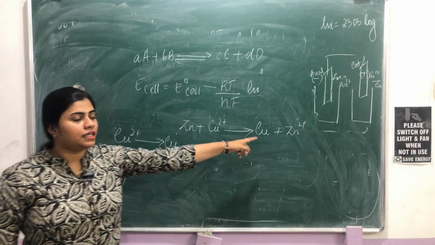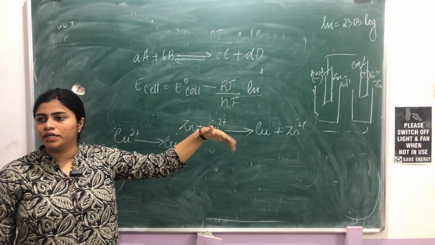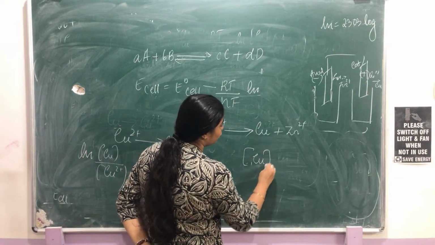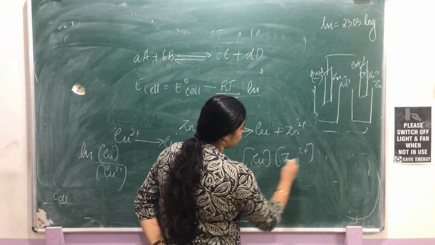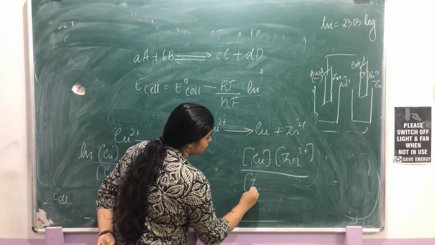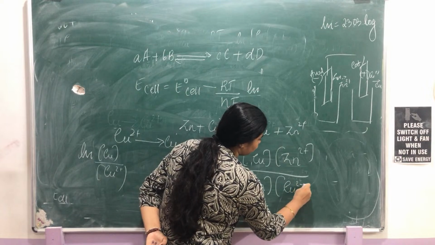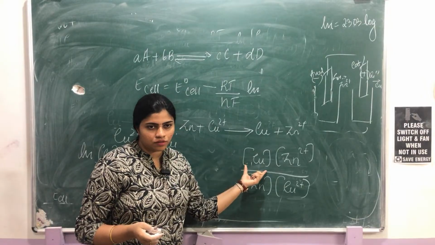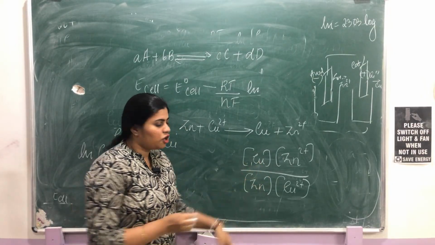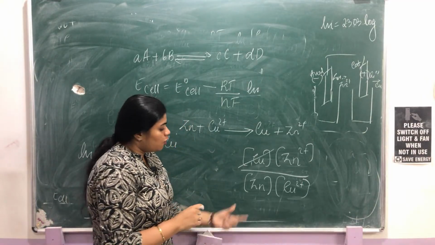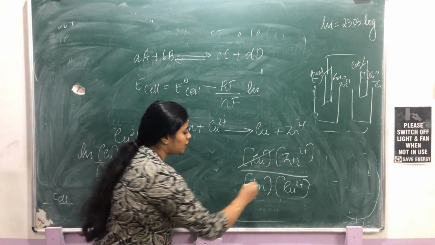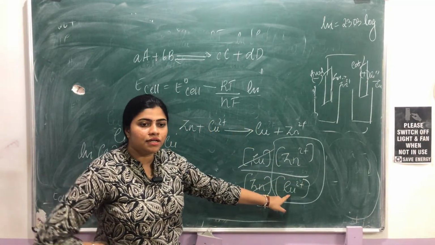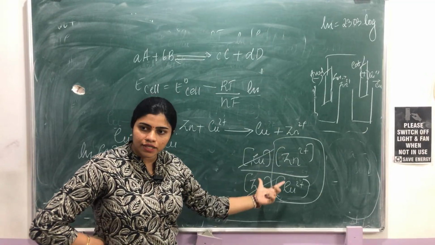Now, if I write this in terms of CCDD divided by AABB, how will I write it? I will write it as concentration of copper into concentration of Zn2+ divided by concentration of Zn into concentration of Cu2+. Correct, no? But what do we know about concentration of copper? Solid will be equal to 1. So can I cancel this? What will be the concentration of solid Zn? Again 1. So in your final reaction you might have seen ln Zn2+ divided by Cu2+. Is it clear from where it has come?